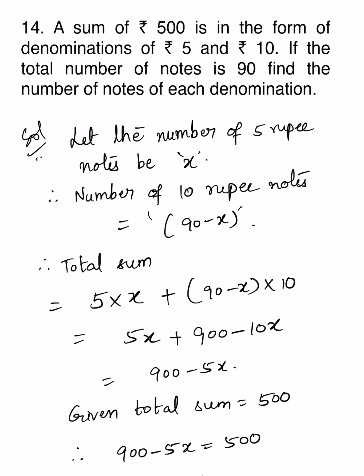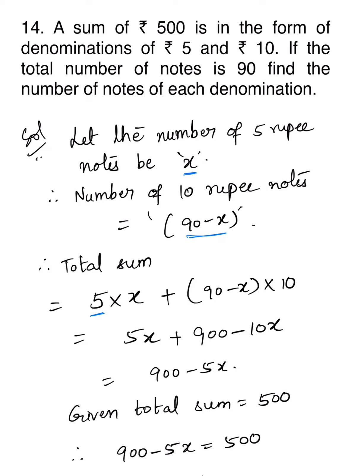Then the number of 10 rupee notes will be 90 minus x, because the total number of notes is 90. If 5 rupee notes are x, then the number of 10 rupee notes will be 90 minus x. The total sum is 5 into x, because 5 rupee notes are x in number, 5x, plus 90 minus x into 10. 10 is the value of the note.